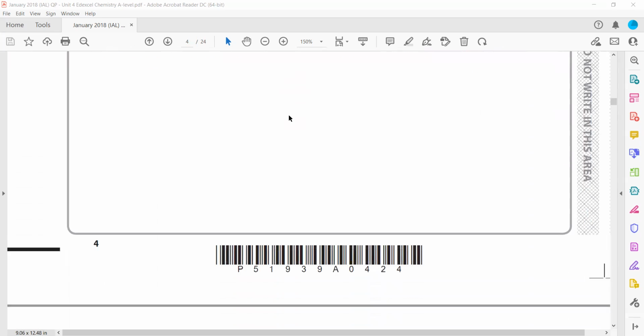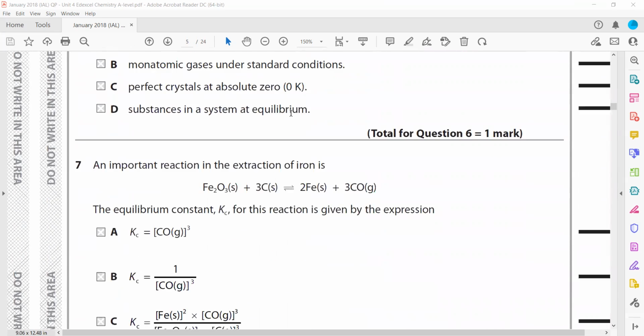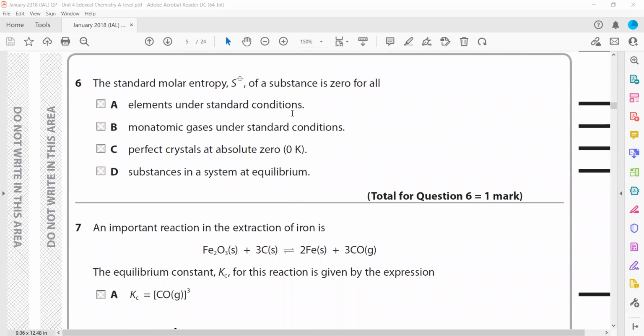So entropy depends on the number of particles as well as the state of a substance. The standard molar entropy of a substance is 0 for all elements at 0 Kelvin, because the particles are not moving. They don't have any energy to move. That's why it is 0.